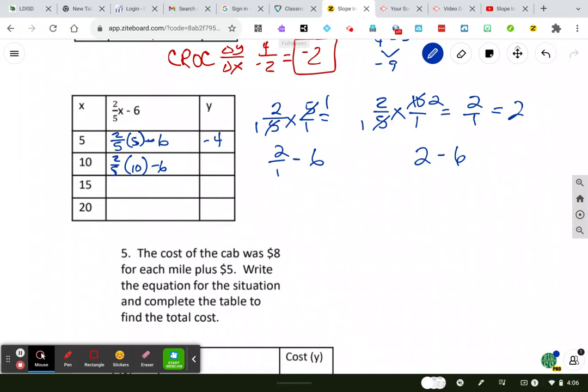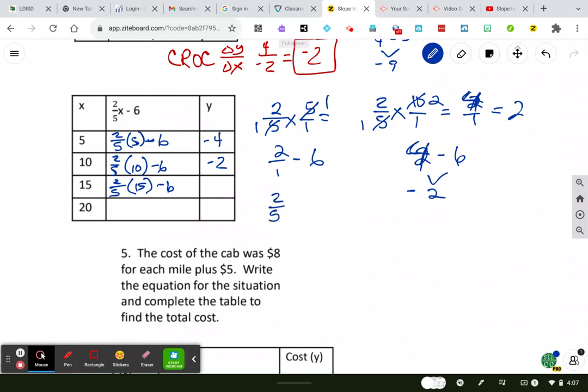Sorry, 2/5, 10 over 1. Cancel those out. 2 times 2 is 4. Sorry. 4 over 1. 4 minus 6 is negative 2. Make sure you watch your signs. It's getting late in the day, so I'm struggling a little bit, so sorry about that.